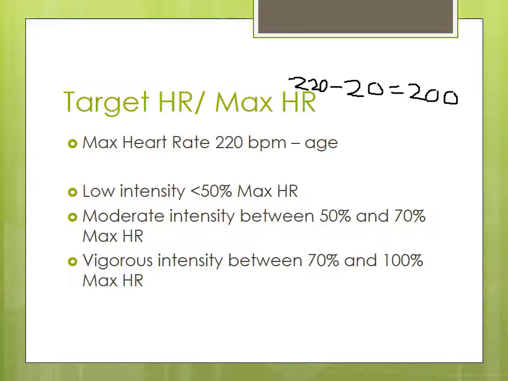In terms of the intensity that correlates with that, for low intensity, less than 50% of your max heart rate, for this person it would be less than 100 beats per minute. Moderate intensity is between 50 and 70% of max heart rate, so for this person, between 100 beats per minute and 140 beats per minute. And vigorous intensity is anything above 70% of the person's max heart rate, so anything above 140 beats per minute for this person would be considered vigorous intensity activity.